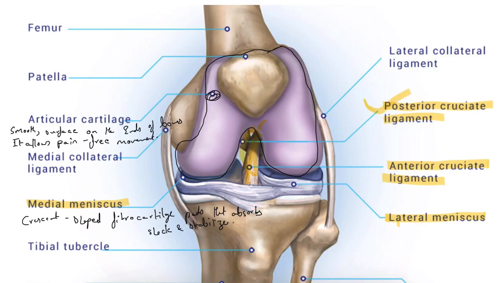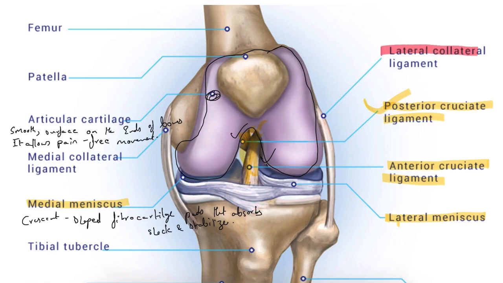Next, the posterior cruciate ligament. This posterior cruciate ligament runs from the medial femoral condyle to the posterior tibia, and it prevents posterior tibial shift.